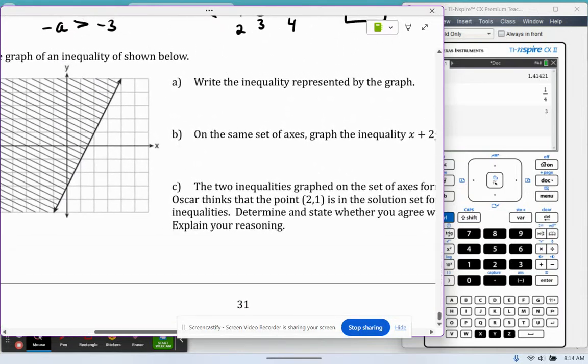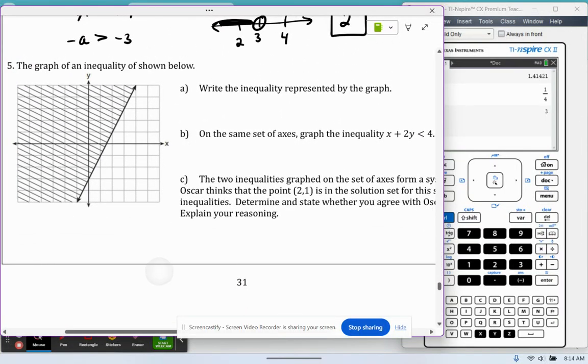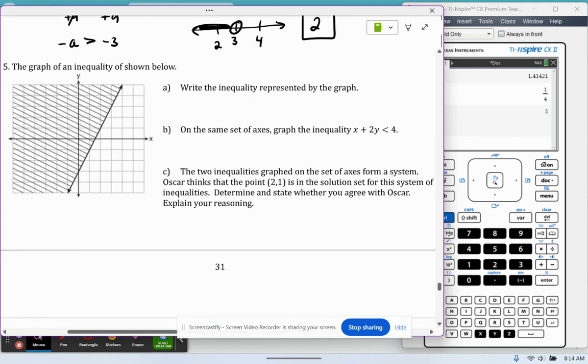All right. And we could do 5 while we're at it. The graph of an inequality is shown below. Write the inequality represented by the graph. Okay, so we know that a line can be written as y equals mx plus b.